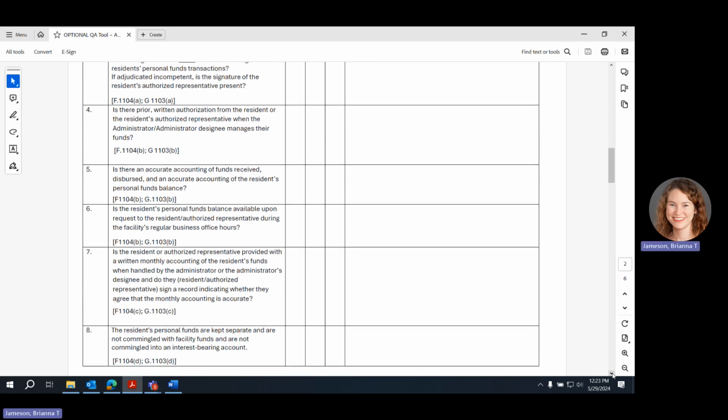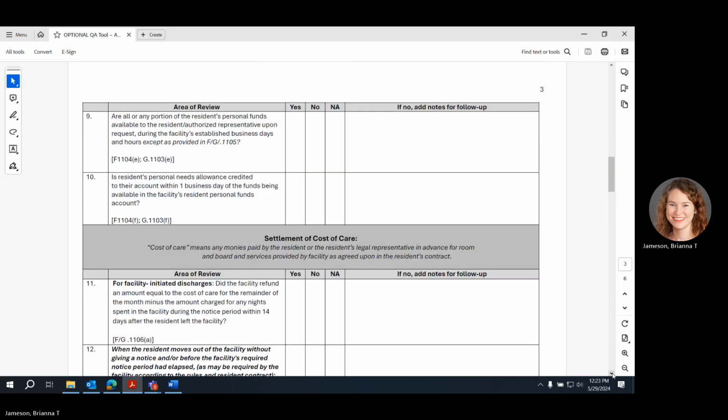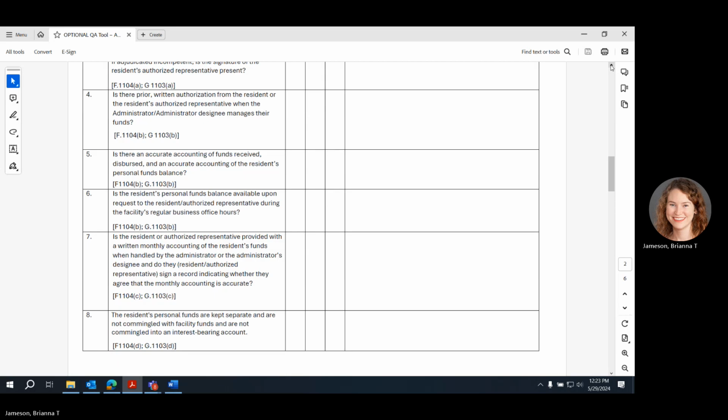The eighth area of review: the resident's personal funds are kept separate and are not commingled with facility funds and not commingled into an interest-bearing account. There is a space to check yes, no, or not applicable. And if no is checked, there is space on the right-hand side of the page to write in additional notes.